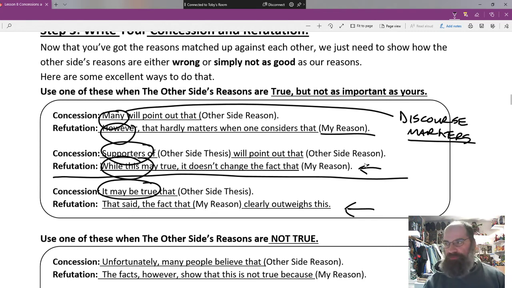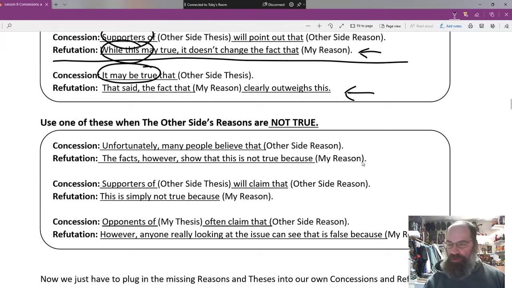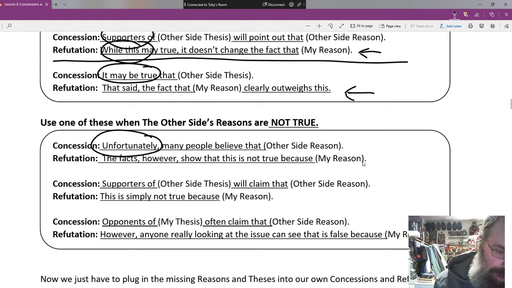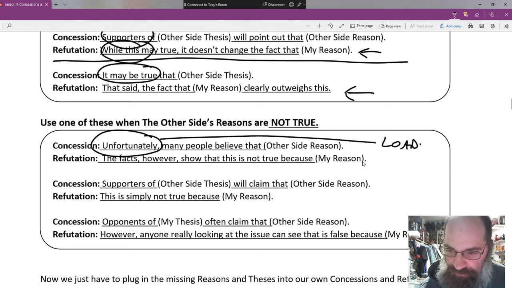All right, so now some of you that are a little more aggressive. This is when sometimes you hear things that are just patently not true. Unfortunately, many people believe that. You've got to be careful with a word like unfortunately, because it's loaded. You're basically saying, unfortunately, those people are stupid. So you need to use that one sparingly. Many people believe that. The facts, however, show that this is not true, because your reason.